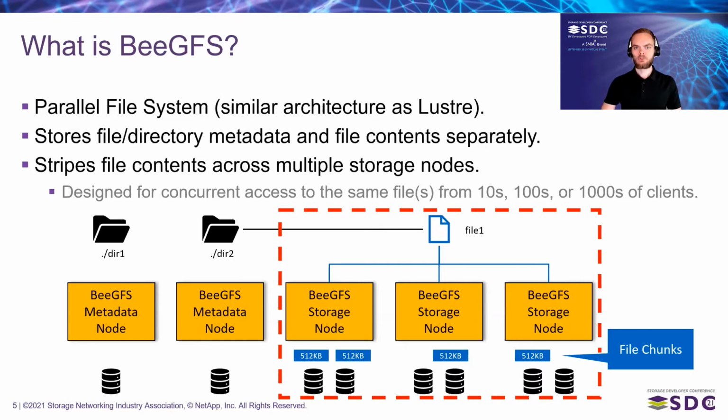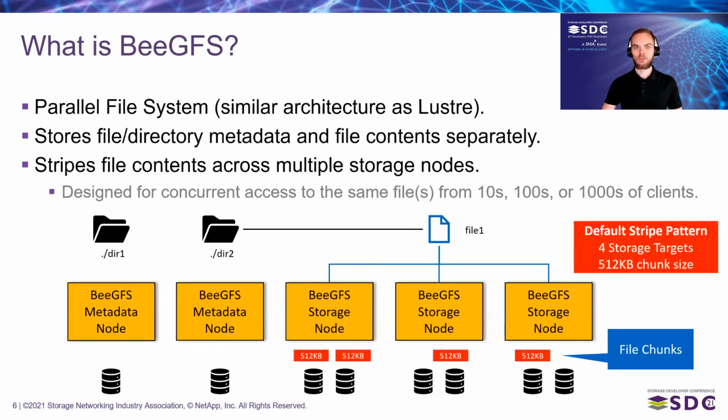This architecture helps ensure no one piece of hardware becomes the bottleneck when tens, hundreds, or even thousands of clients need to access the same file. This is a notable difference between parallel scale-out file systems like BeeGFS and other distributed scale-out file systems. In the latter, the file system may span multiple physical storage nodes, but each file still resides on drives owned by a single node. In other words, you cannot scale throughput to a single file simply by adding additional nodes.